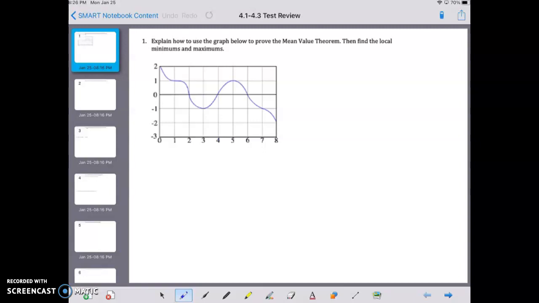This is AP Calculus 4.1 through 4.3 test review. Problem number 1 says, explain how to use the graph below to prove the mean value theorem. Then find the local maximums and the local minimums.